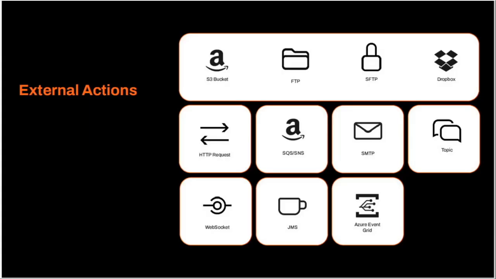These are our external actions in FME Flow automations. Lots of these are similar to our triggers. And currently, these include S3 buckets and FTP, Dropbox to upload files, as well as sending out messages with email or HTTP requests, or even alerting a topic within FME Flow.